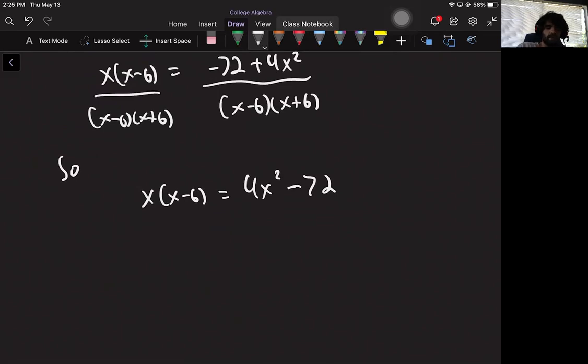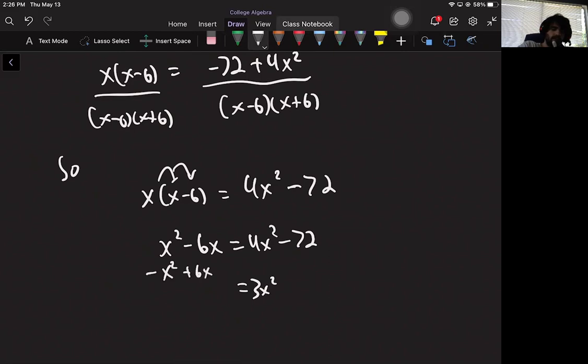And now this is a quadratic equation. So we know how to solve these. We need to get everything to one side and then factor. So I'm going to distribute this. And let's see. Then I'm going to subtract this x squared and add the 6x, so that I just have a 0 on one side. And what will I get? So then I get plus 6x minus 72.